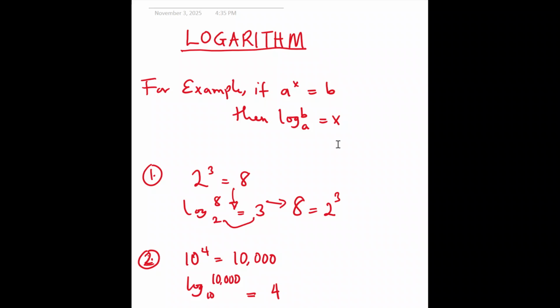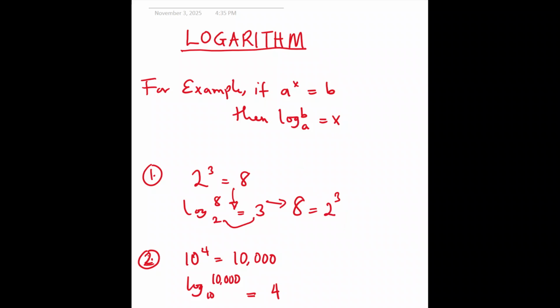Another example is 10 raised to the power 4, which is 10,000. We write log 10,000 base 10 equals 4. This one is determined by the number of zeros. So 10 raised to the power 4 equals 10,000, and when we write log 10,000 base 10, it gives us 4.